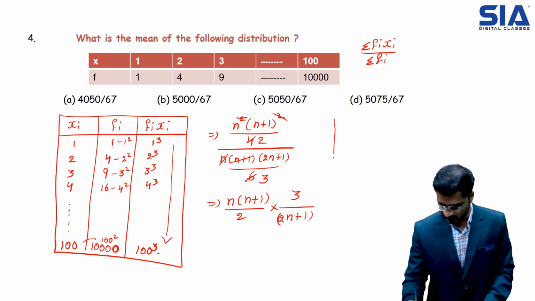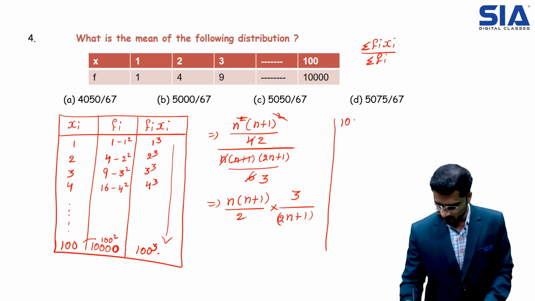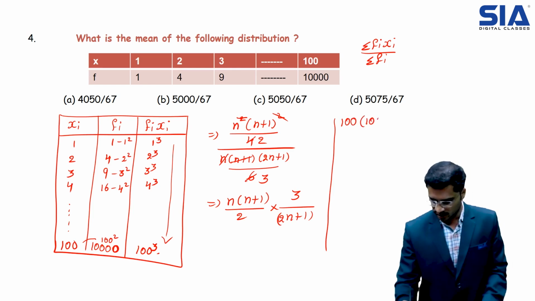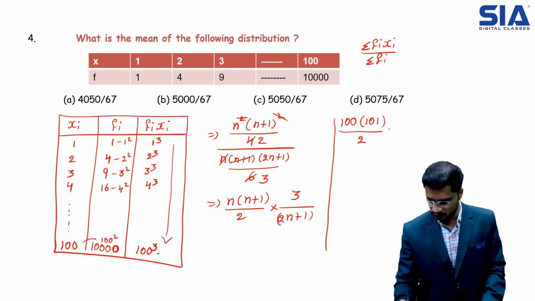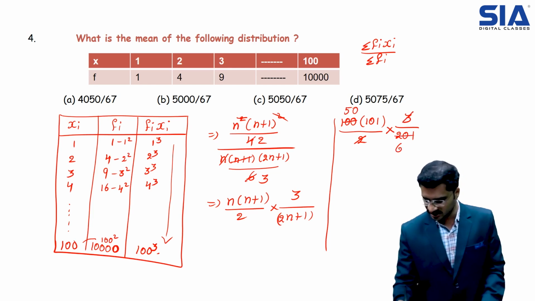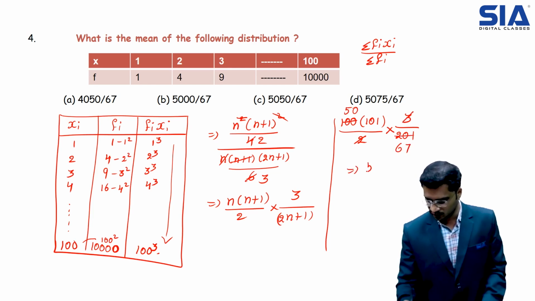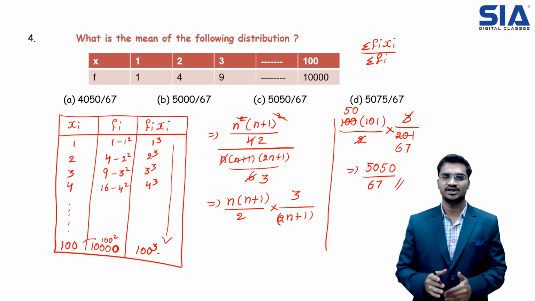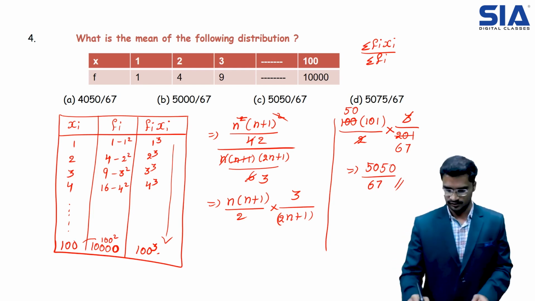So let us substitute the value 100 here. Our n value is 100. n plus 1 is 101, divided by 2, multiplied by 3 divided by 2 into 100, which is 200, plus 1, which is 201. So 100 by 2 is 50, 3 1s are 3, 3 6s are 18, 3 7s are 21. So our answer is 5050 divided by 67, which is the mean of this distribution, which is option C.